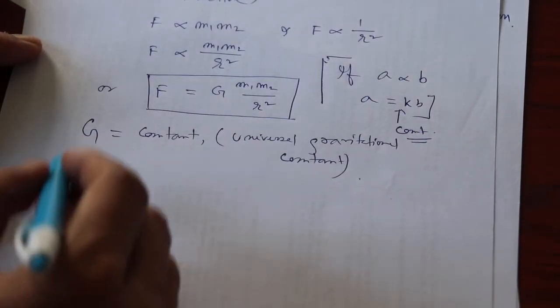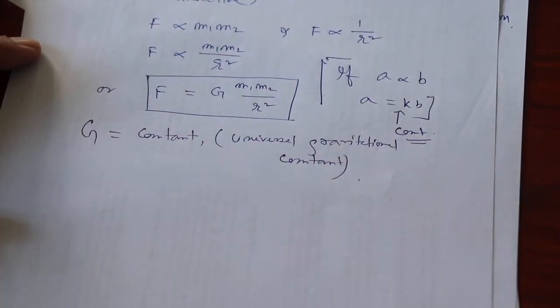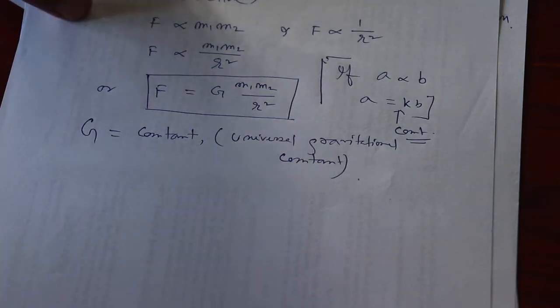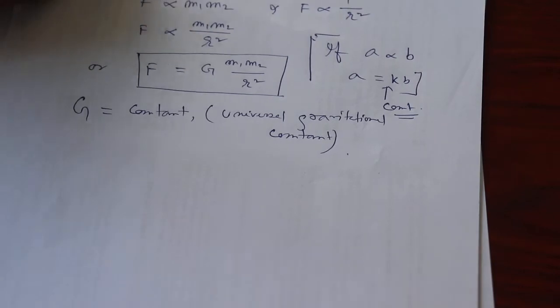So in other words, the force of attraction between two bodies is directly proportional to the product of the masses, and is inversely proportional to the square of the distance here. This is the statement of Newton's law of gravitation. Then we'll go ahead and find out the second point here.